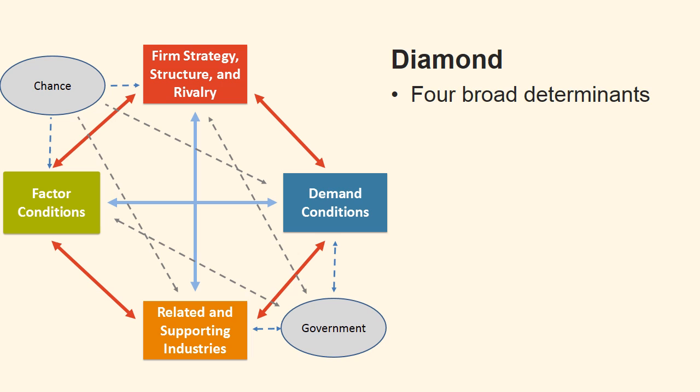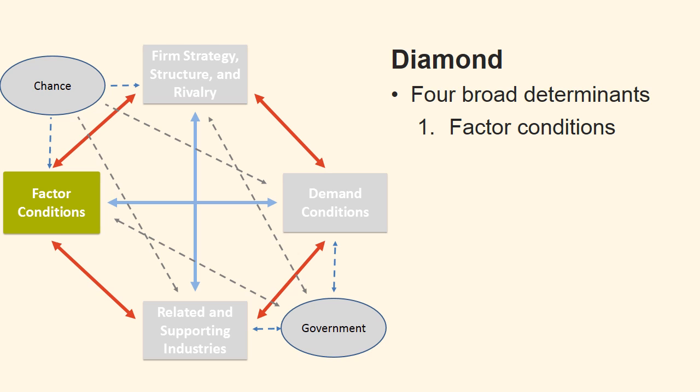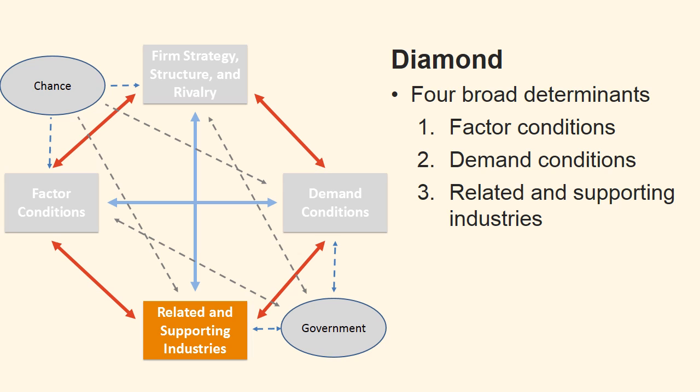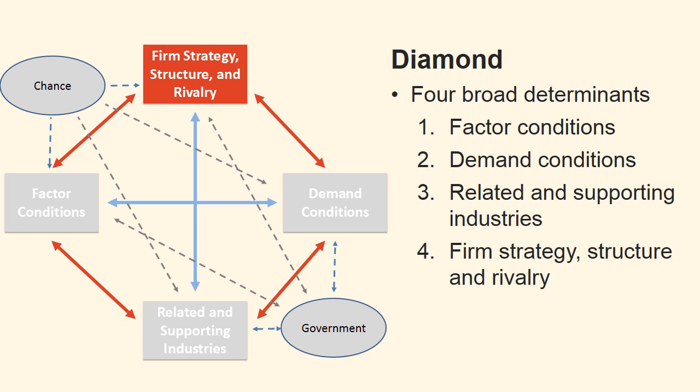In Porter's Diamond Model, there are 4 broad determinants responsible for such diversity. They mark the playing field for the nation's industries. These determinants are factor conditions, demand conditions, related and supporting industries, and firm strategy, structure and rivalry.